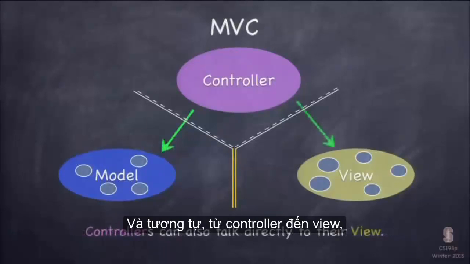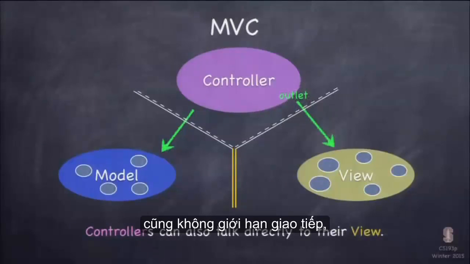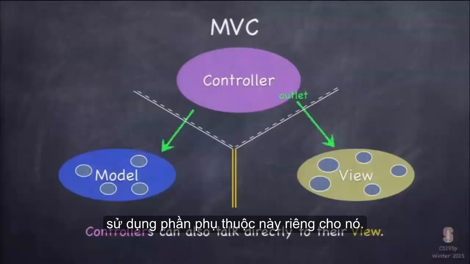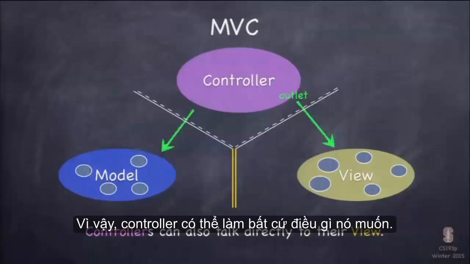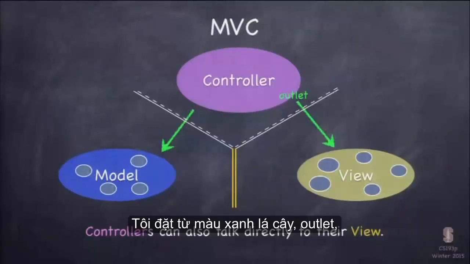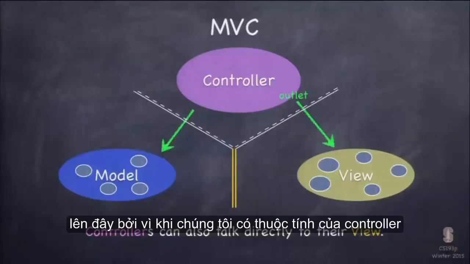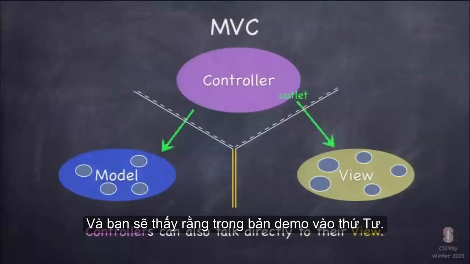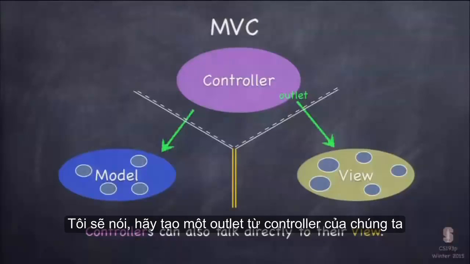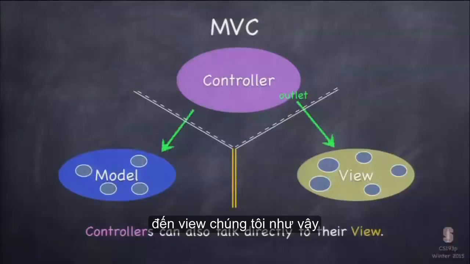And similarly, from the controller to the view is also unlimited communication, because the controller is responsible for using its own minions. The view is the controller's minions to lay out the user interface and all that stuff. So the controller can do anything it wants. I've put that little green word outlet up there because when we have a property of a controller that points into the view, we call it an outlet. You're going to see that in the demo on Wednesday. I'm going to say, let's create an outlet from our controller to our view so our controller can talk to its view.